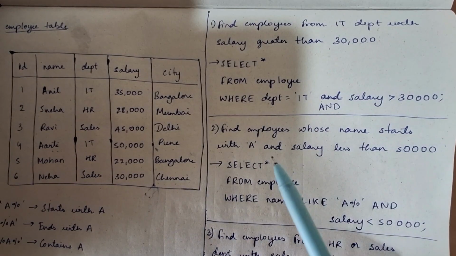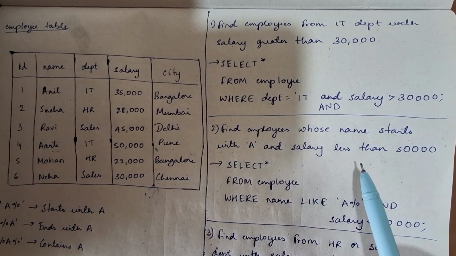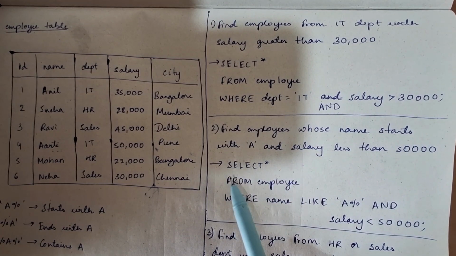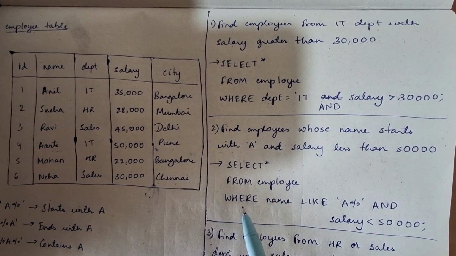Now coming to the second question. Find employees whose name starts with A and salary less than 50,000. Coming to the query, select asterisk from employee means we are selecting all the columns from the employee table. Next we have where clause. Where is used to give conditions.